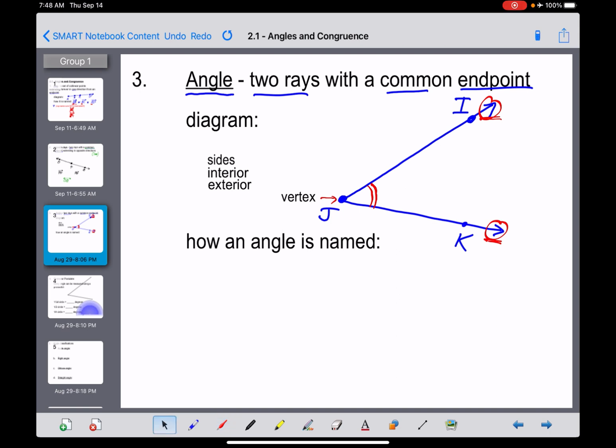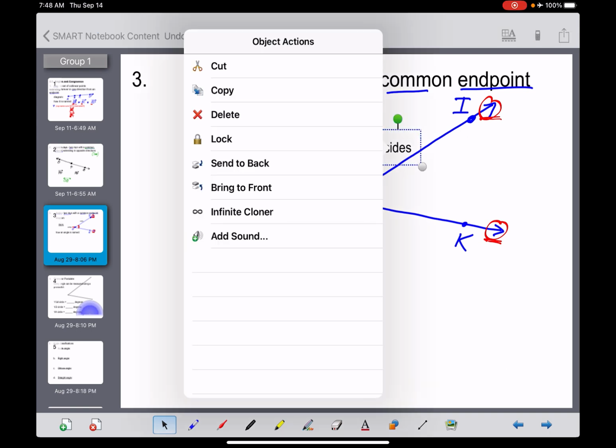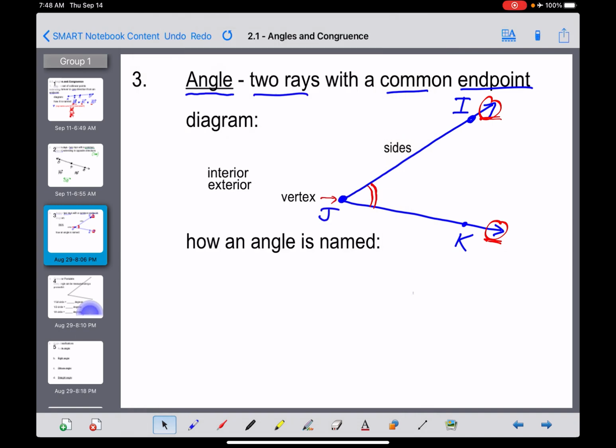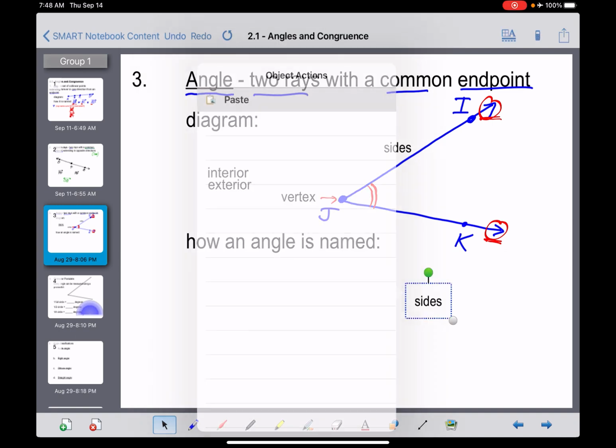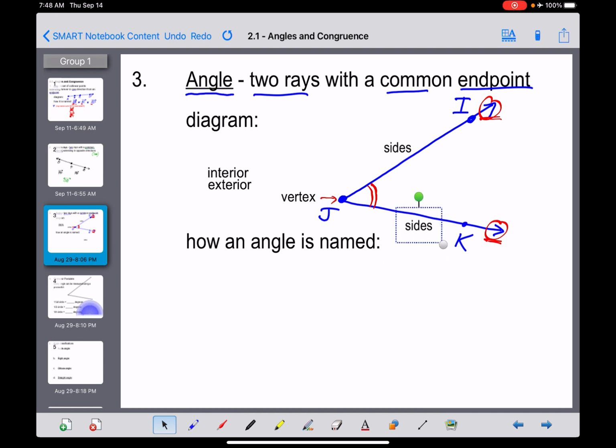Now, I just said the word sides. That was the next one that I wanted to define right there. So the sides, can I do this right here? Sure, we'll go copy and then we'll paste it down here. The sides of the angle are the two rays that we're talking about. Our sides here would be ray JI and ray JK.